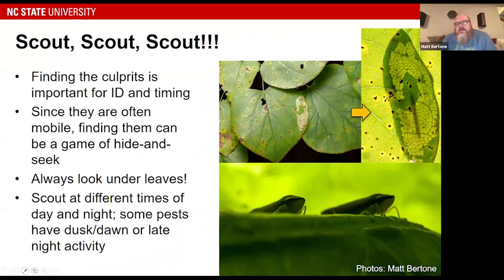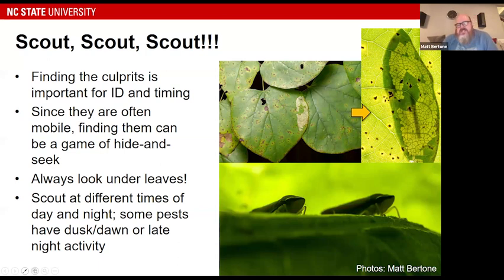Now, another principle is about scouting. So how do you know you have insect pests? Well, you can see the damage, and we'll talk about the damage in a minute. But scouting, scouting, and scouting is really important. A lot of people say, I see all this damage, but I can't find anything that's causing it. Well, it's really important to find the culprit, because some general chewing damage I may not be able to ID, but the culprits could be different enough to warrant different control.